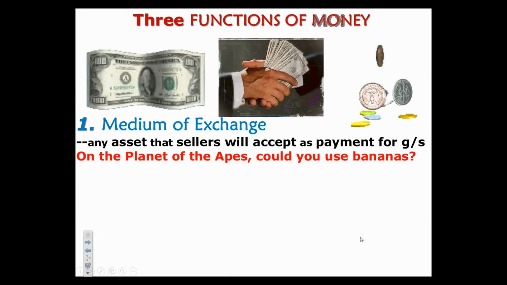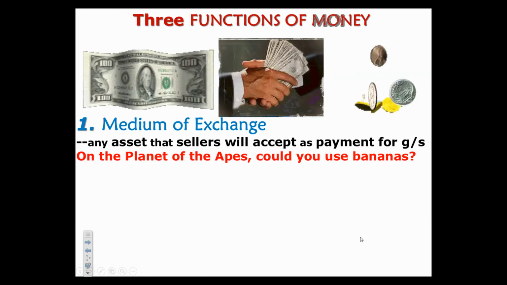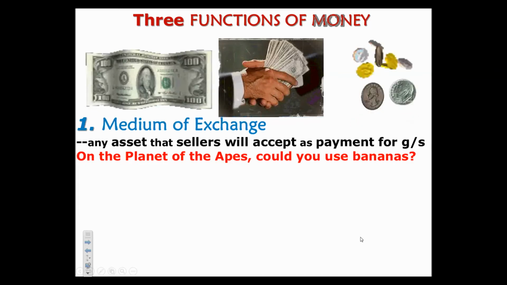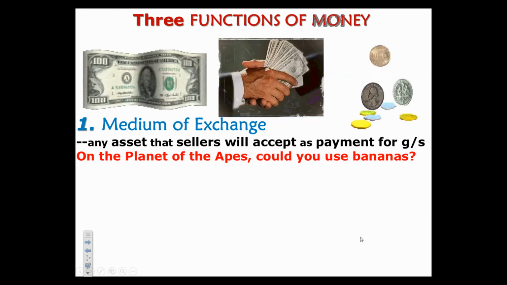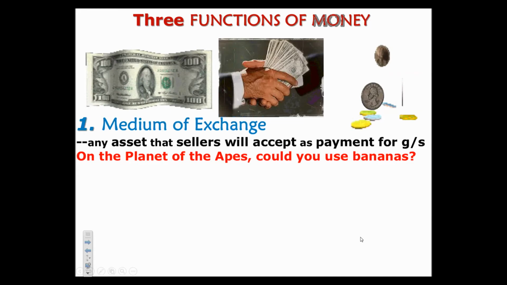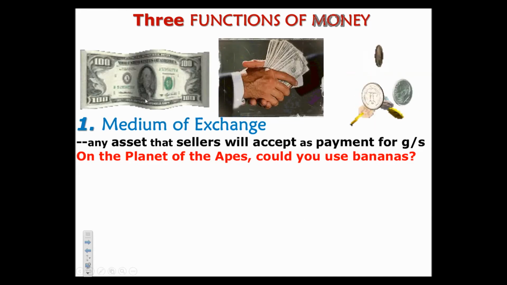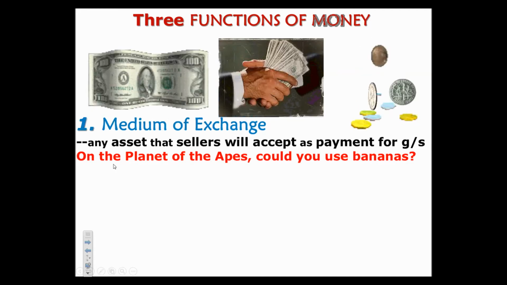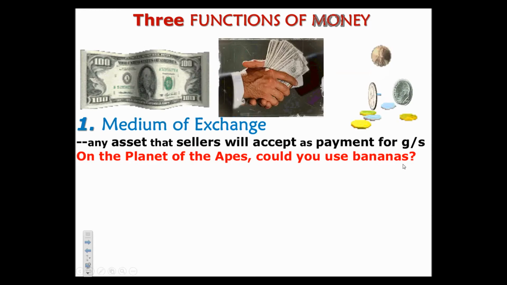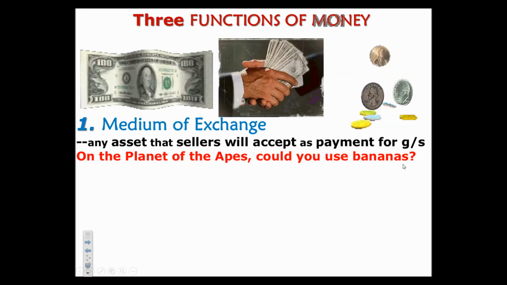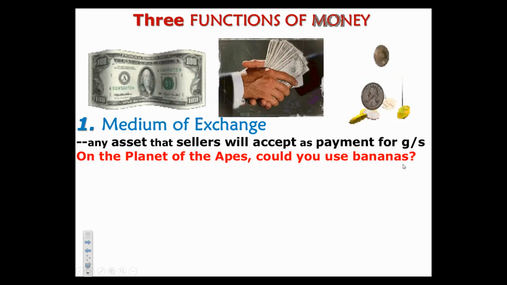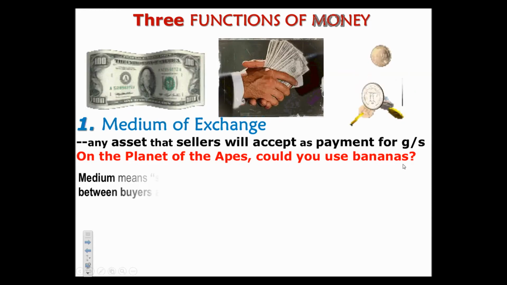Okay? Number one, and probably the most important, is that it has to be accepted as a medium of exchange. If people do not accept the thing that we call money as payment for goods and services, then it can't be money. Okay? So it doesn't have to be these things. It doesn't have to be the $100 bill. It doesn't have to be these coins. It could literally be bananas. If you lived on the planet of the apes and everybody accepted bananas as a medium of exchange, then it could be bananas.